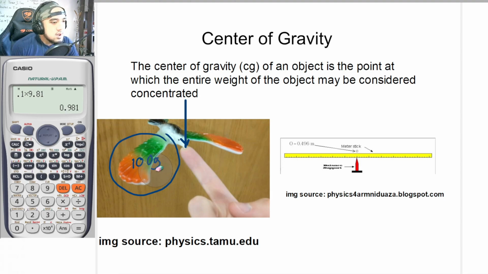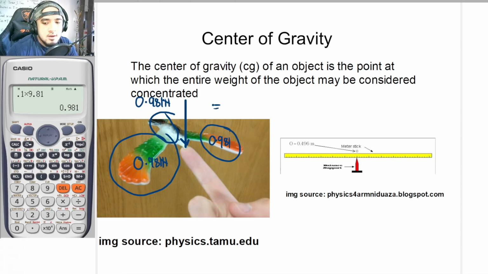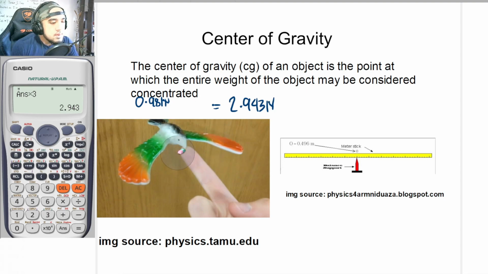So let's say this is 0.981 newtons, as well as this, 0.981 newtons. And let's say this is also 0.981 newtons. If we now get the total weight of all of the entities, its total weight is equal to 2.943 newtons. And if the center of gravity is located at the beak, it means we can assume that the entirety of the weight is concentrated at this particular point. So that is our assumption.